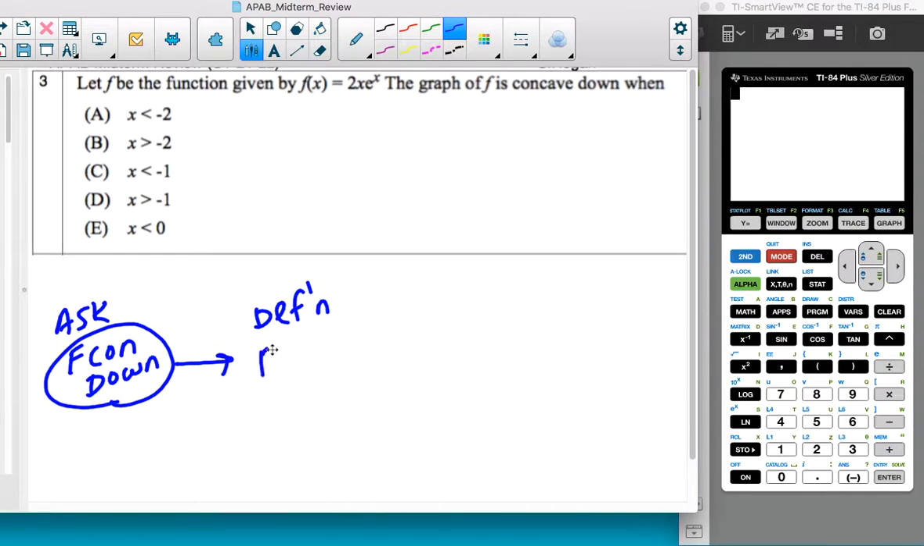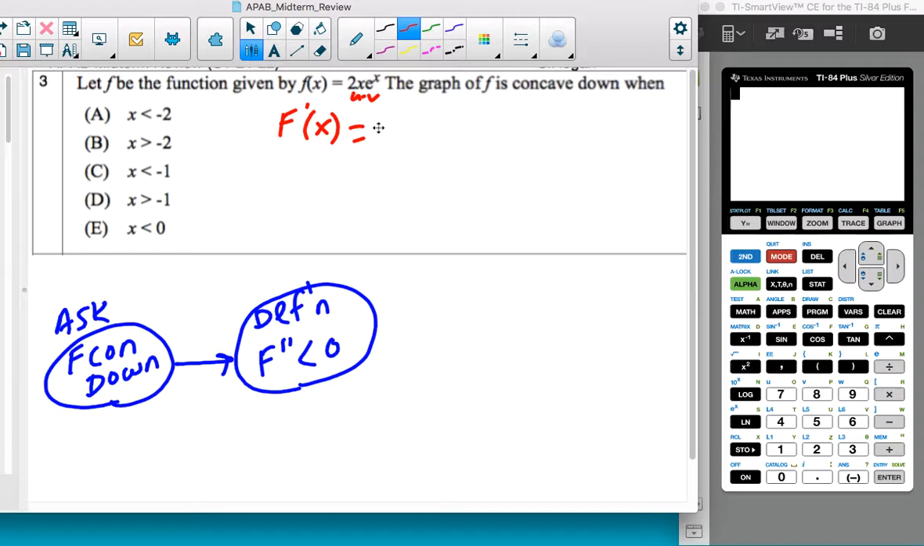And what that's going to mean is that f double prime is less than 0. Well, that informs what I'm going to have to do, because now I really need to find f double prime, and then I need to find when f double prime is negative. So let's go ahead and find some derivatives, right? So f prime of x is going to be a product rule, because the 2x and the e to the x is a product that cannot be simplified. So u dv plus v du.